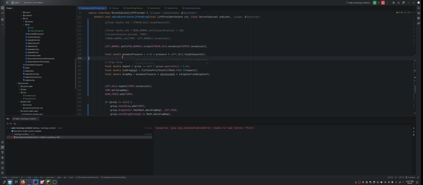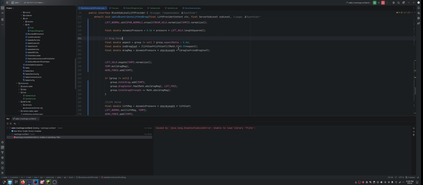Then dynamic pressure, pretty simple: half times density times the velocity at the point of aerodynamic center, squared. This is good because it wasn't squared originally, which made it very hard to build certain size aircraft with lots of weight. Drag force, pretty simple. We calculate induced drag, which is the lift coefficient squared divided by pi times an efficiency constant times the aspect ratio.